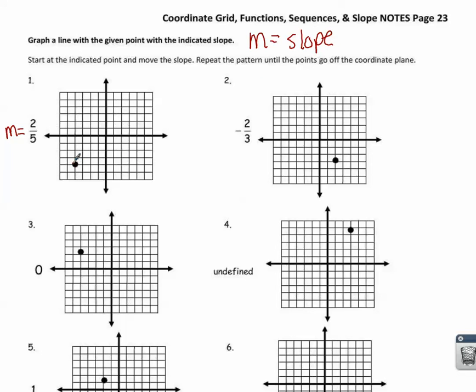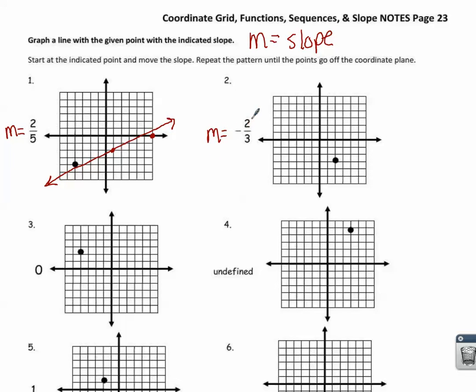So I'm going to start at my point and I'm going to rise 2, run 1. So rise +2, run +5. And repeat. Go up 2, right 5. This creates a positive line. Draw your arrows and your line.